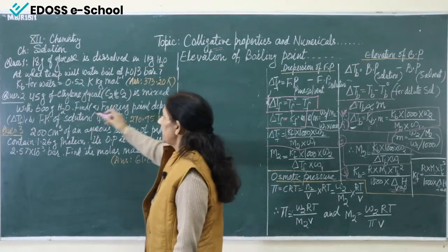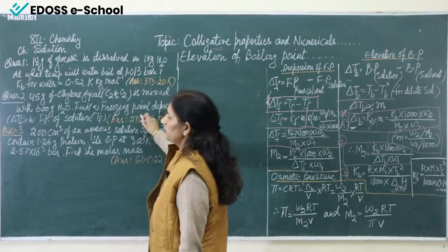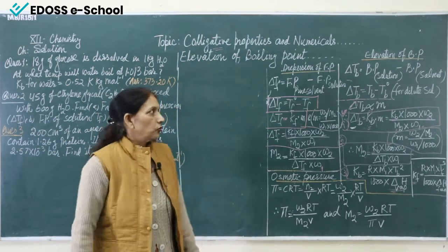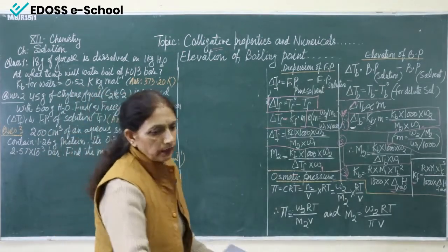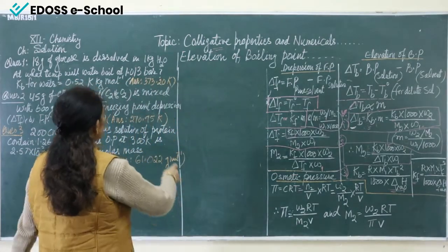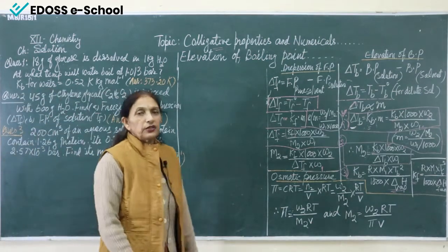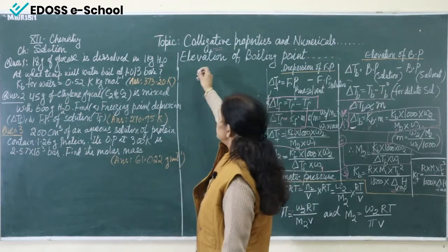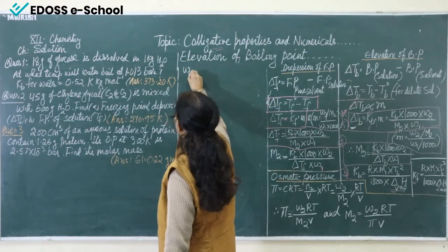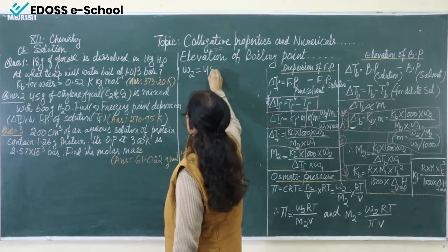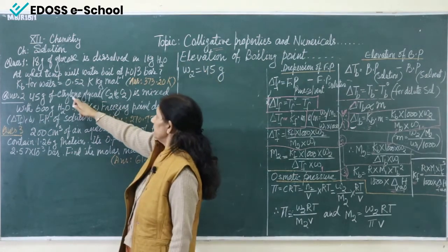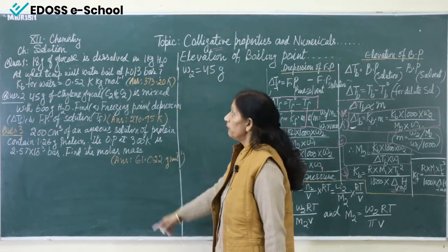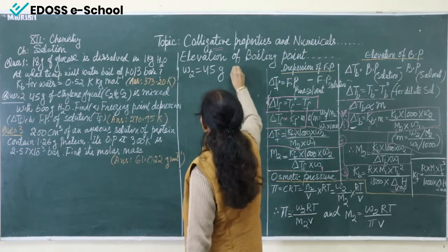For your convenience I have written the symbol so that you don't get confused. We have to find delta Tf and we have to find Tf. So how to do this question? Same way we will see what is given. 45 gram of ethylene glycol, that means W2 is given to you. This is 45 gram. And the symbol is given here, so with the help of this we can find M2.